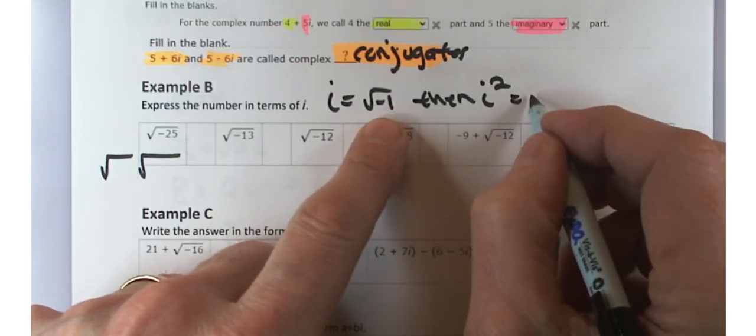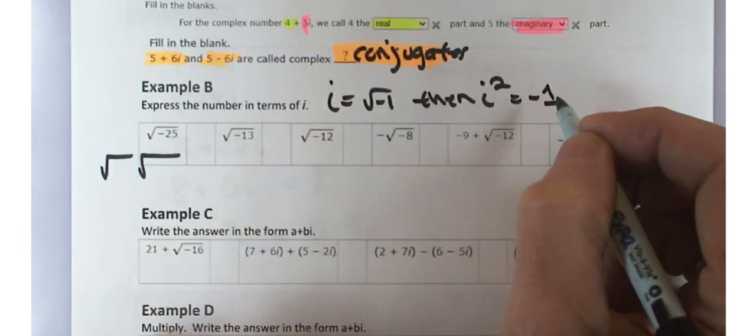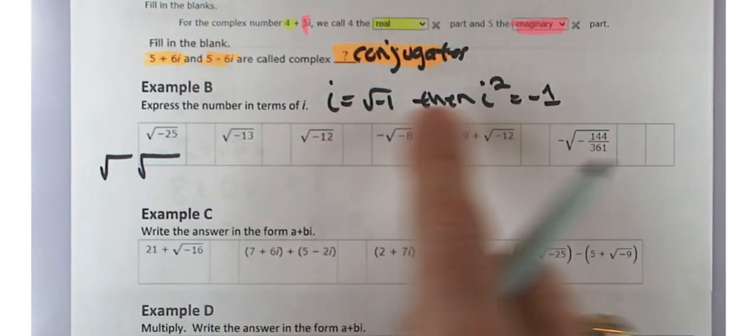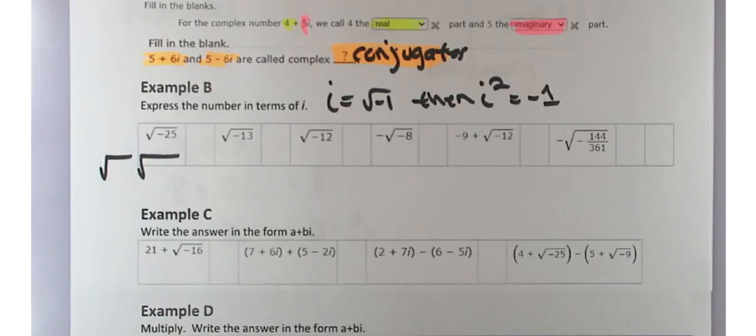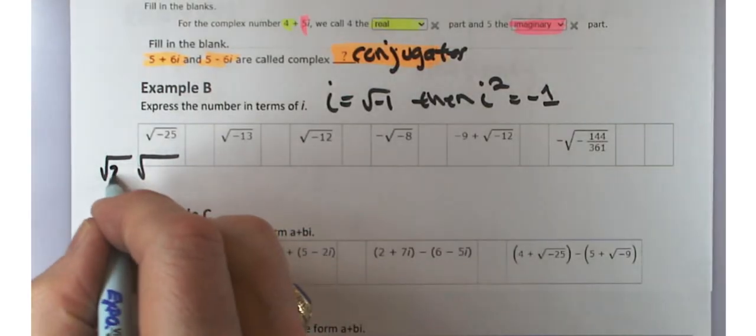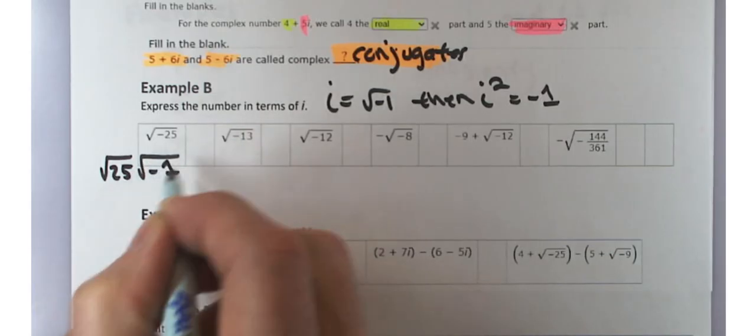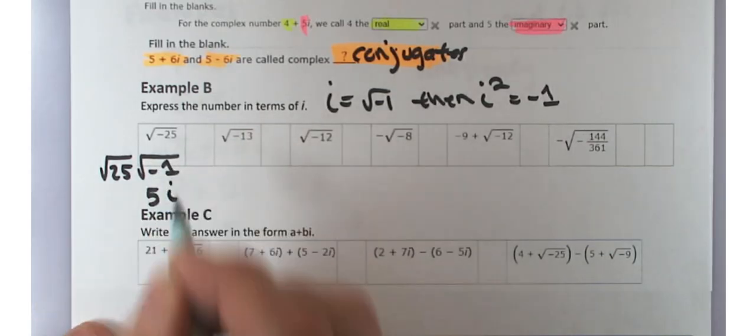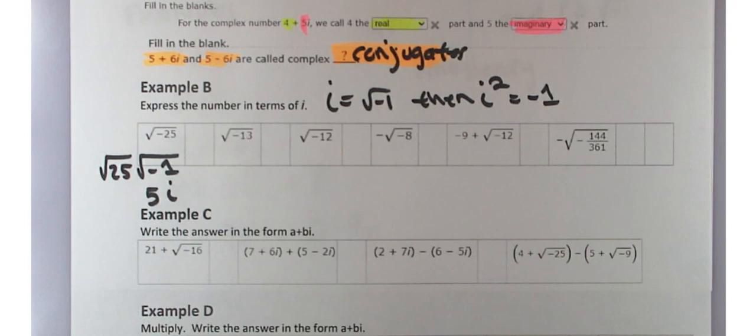Close. -1. So this is something that you can square to get a negative number. And that's why it's so useful for us here. So square root of 25 times square root of -1, that becomes our 5i. Okay, great.